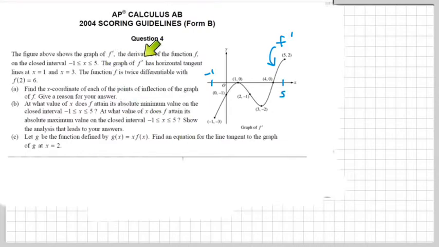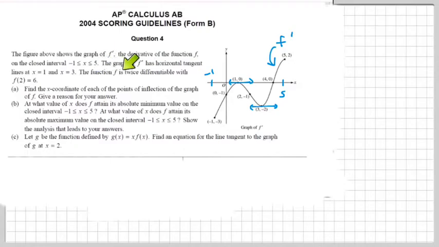The graph f prime has a horizontal tangent line at x equals 1 and x equals 3. Let's look at that. Here's x equals 1. Is there a horizontal tangent line right here? Yes, there is. And there's also one here at x equals 3. So it's just telling me stuff about f prime.